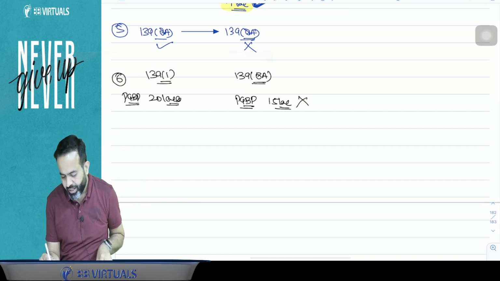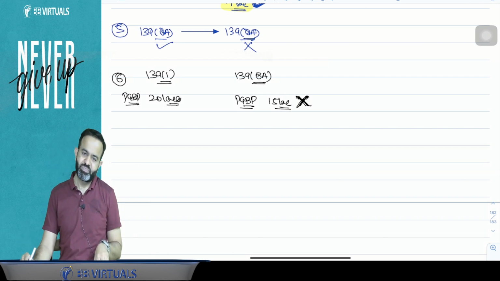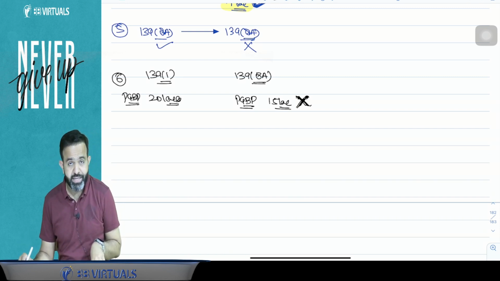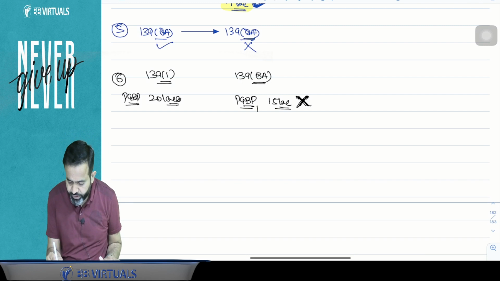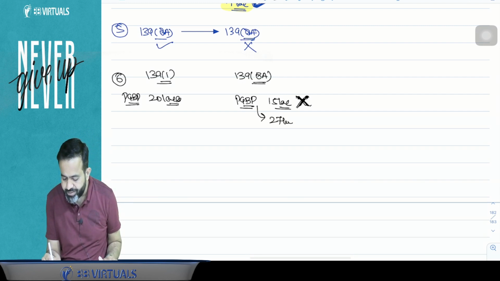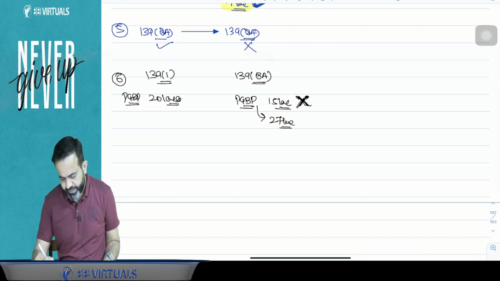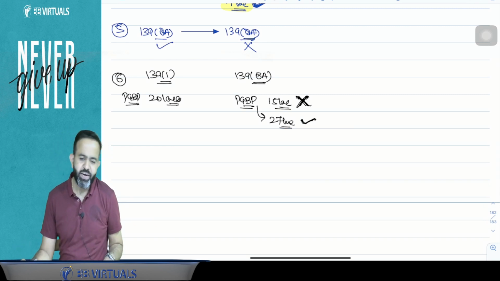Answer is no. Under updated return, you cannot decrease your tax liability. But suppose you wish to declare the PGBP income of 27 lakh. Can you file the updated return? Answer is yes, you can file the updated return.